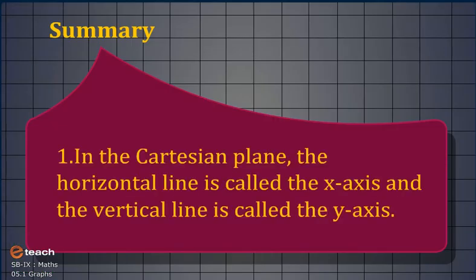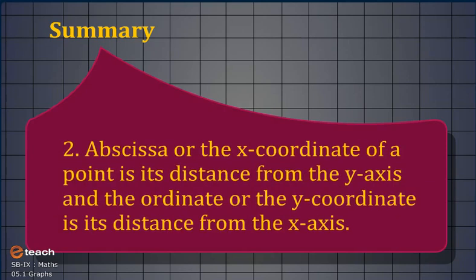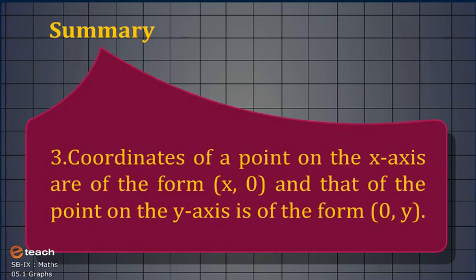Summary. 1. In the Cartesian plane, the horizontal line is called the x-axis and the vertical line is called the y-axis. 2. Abscissa, or the x-coordinate of a point, is its distance from the y-axis, and the ordinate, or the y-coordinate, is its distance from the x-axis. 3. Coordinates of a point on the x-axis are of the form x, 0, and that of a point on the y-axis are of the form 0, y.